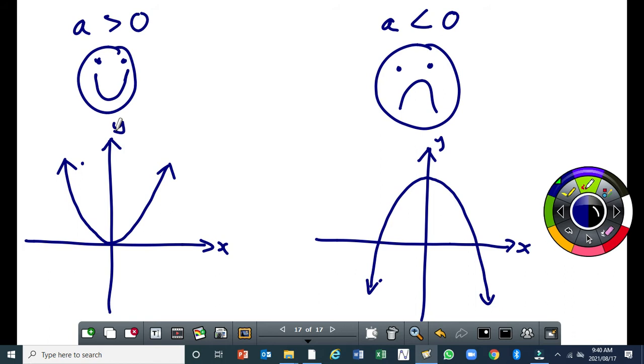Then later on we can discuss the vertical shift. But the shape will look like this one or that one. Okay? And our axis of symmetry will be the y-axis. So I will talk about the axis of symmetry as well. Right?